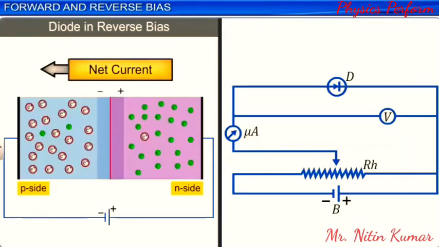The net current flowing through a reverse biased diode is of the order of a few microamperes and can be measured using the circuit shown here. In the circuit diagram, the current is measured using the microammeter. The potential difference across the junction is measured using a voltmeter V, and the applied potential difference to the diode can be varied using a rheostat RH. The diode is connected such that its P side is connected to the negative terminal of the battery, and the N side is connected to the positive terminal of the battery.